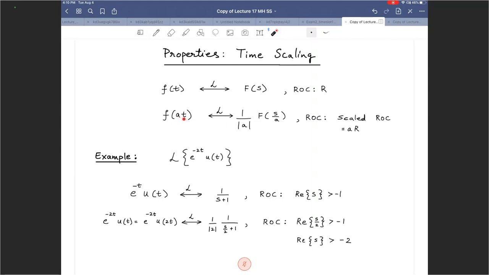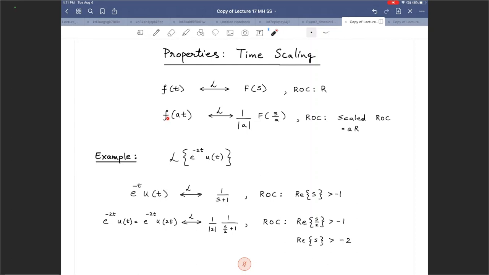depending on whether a is greater than 1 or less than 1, it's above 0, because if it is less than 0, that would mean a time reversal property, which is not what we are discussing right now. So if we are between 0 and 1, that would mean a time compression. If we have f of 5t, f of 10t, and so on, that would mean an expansion.